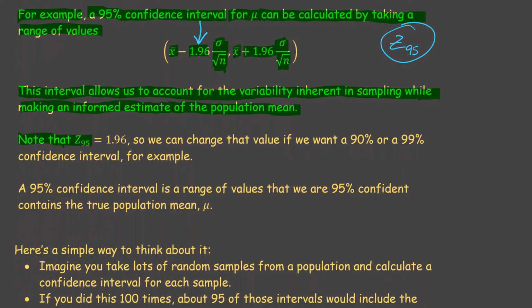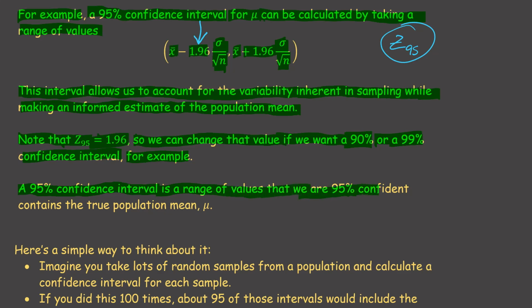Note that Z95 is 1.96, we just looked at that. So we can change that for that value if we want a 90% or a 99% confidence interval, for example. We'll look at that a little bit later. A 95% confidence interval is a range of values that we are 95% confident contains the true population mean mu.